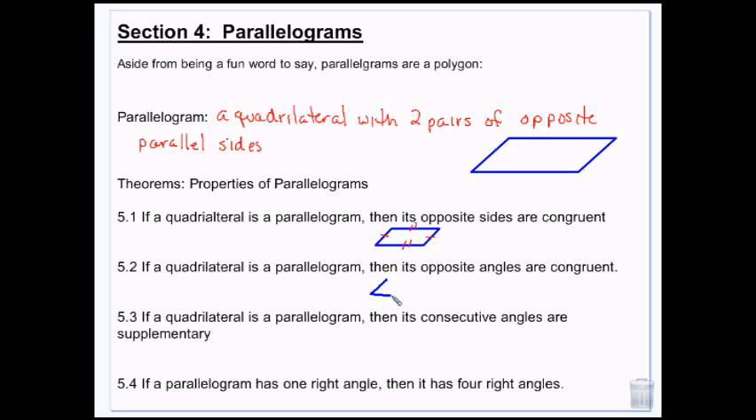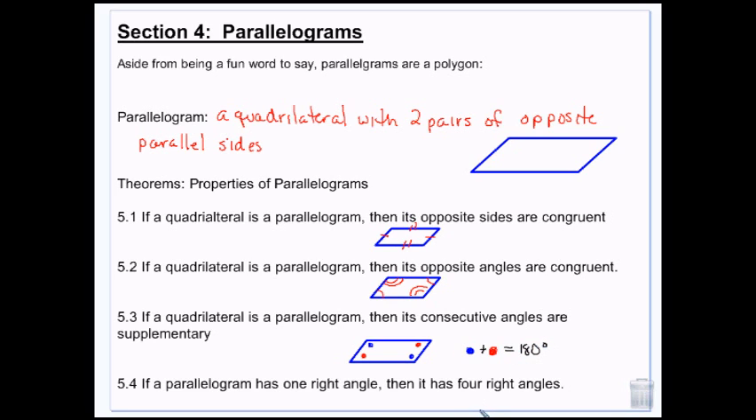If a quadrilateral is a parallelogram, then the opposite angles are congruent. So this angle is congruent to this angle, and this angle is congruent to this angle. If we have a parallelogram, then consecutive angles are supplementary. So these two are congruent. These two are congruent. And then we end up with a situation again where the two different colors are going to add up to 180.